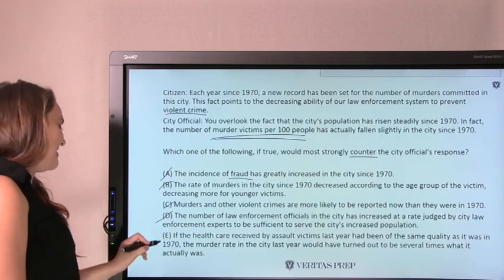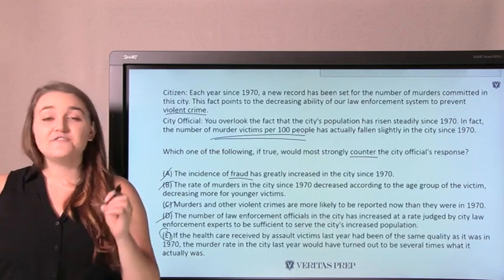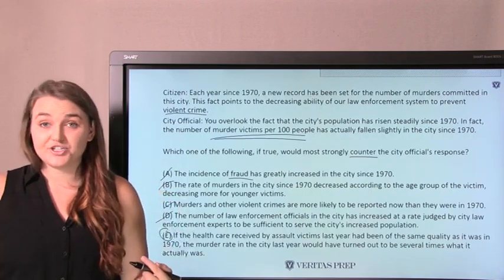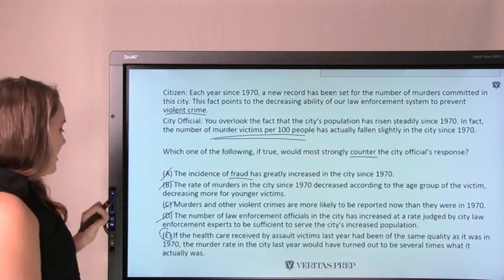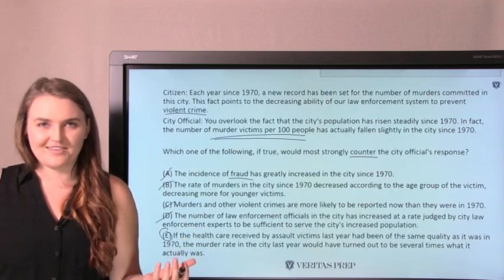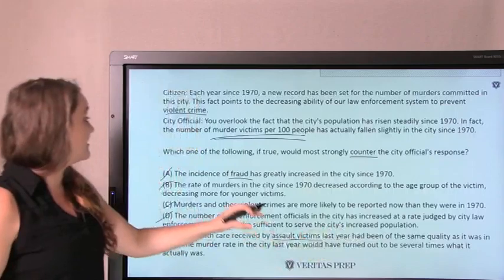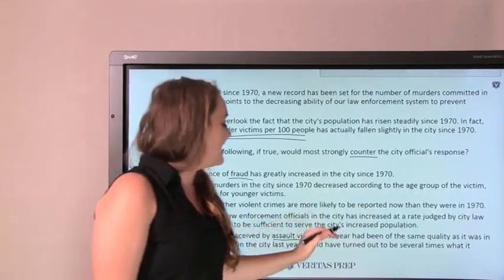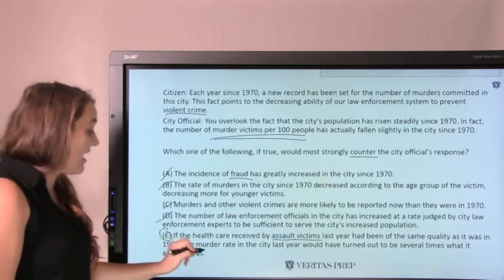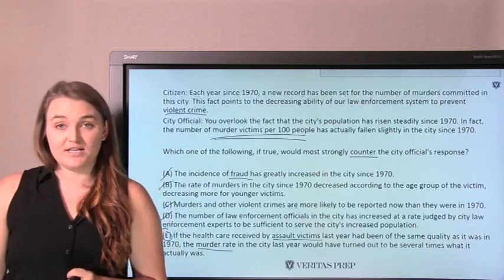So let's talk a little bit about answer choice C. Because students tend not to like answer choice C very much, for the same reason we ran into a little bit of trouble on that last question, right? We have, if the healthcare received, well, wait a second, what the heck does healthcare have to do with anything, right? But if the healthcare received by assault victims, so victims of violent crime, last year had been of the same quality as it was in 1970, the murder rate in the city would have turned out to be several times what it actually was.